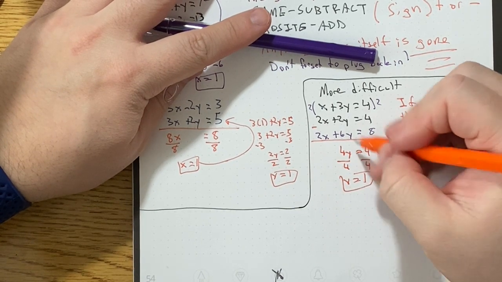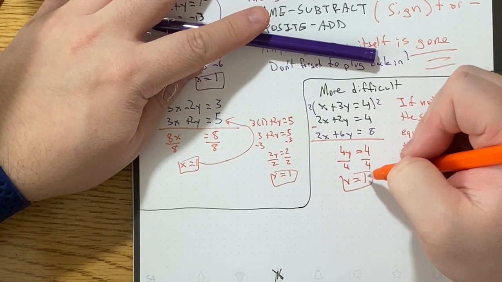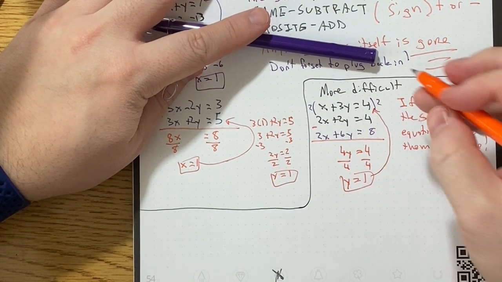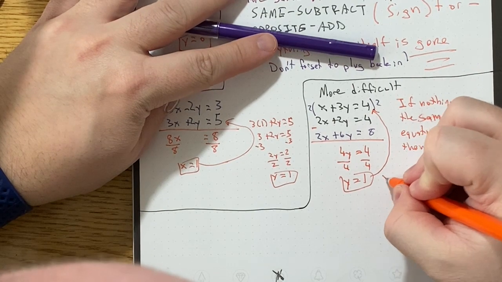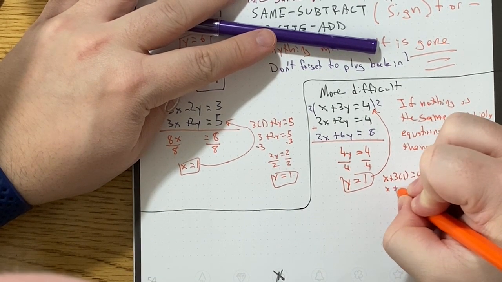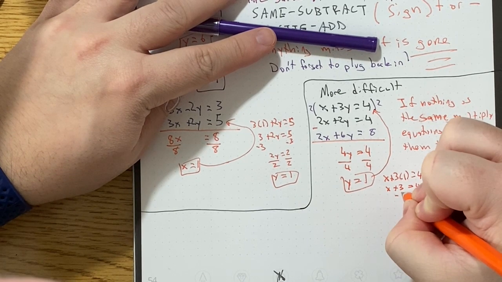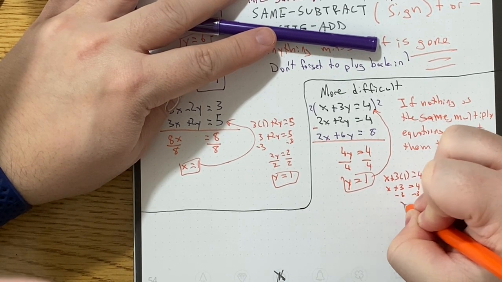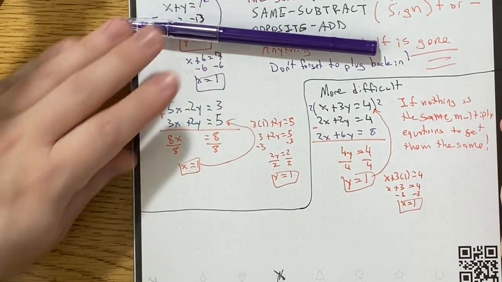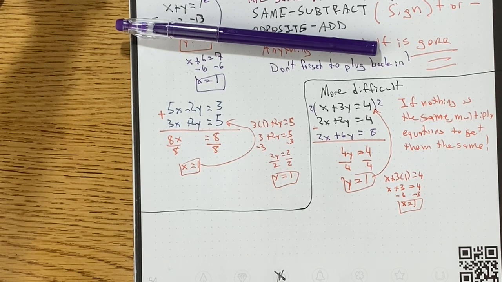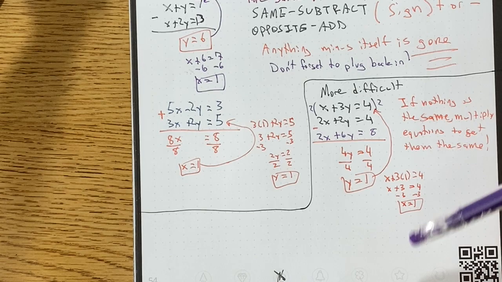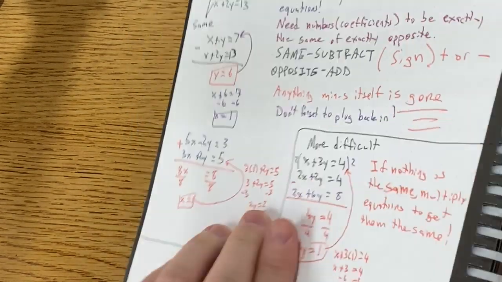Now I can plug it back into any of these three. Actually, it doesn't even matter. I'm going to plug it back into this one though, because it looks like it's the easiest one. You get x plus 3 times 1 equals 4. X plus 3 equals 4. Minus 3, minus 3. X equals 1. So if nothing's the same, you can multiply the equations to get them to be exactly the same. Then you don't have to worry about it anymore. Then you just do same, subtract, opposite, add, solve. Now, one more step.